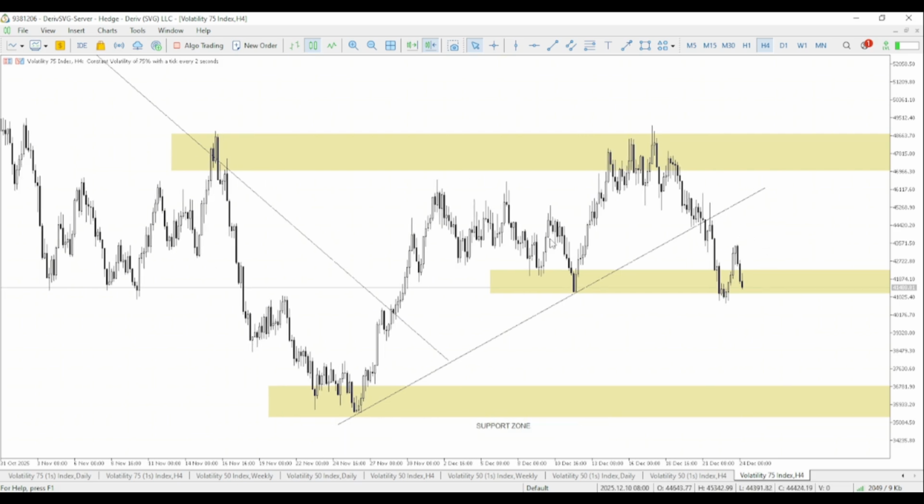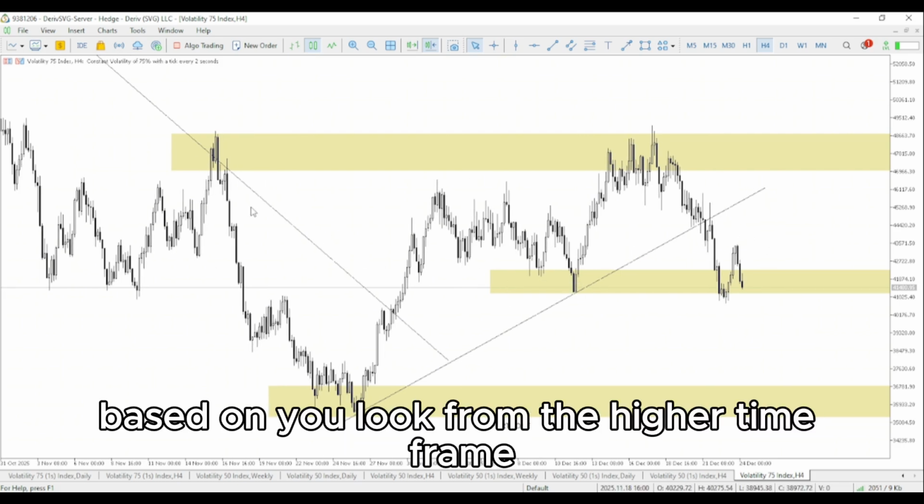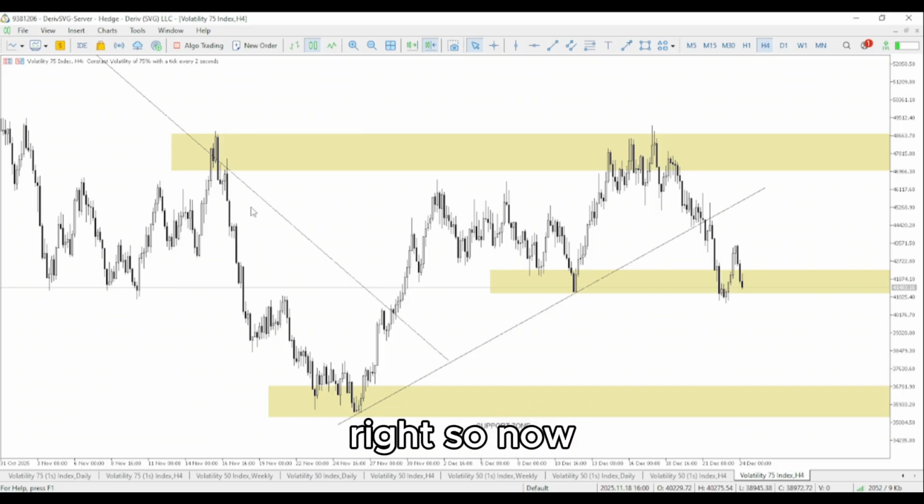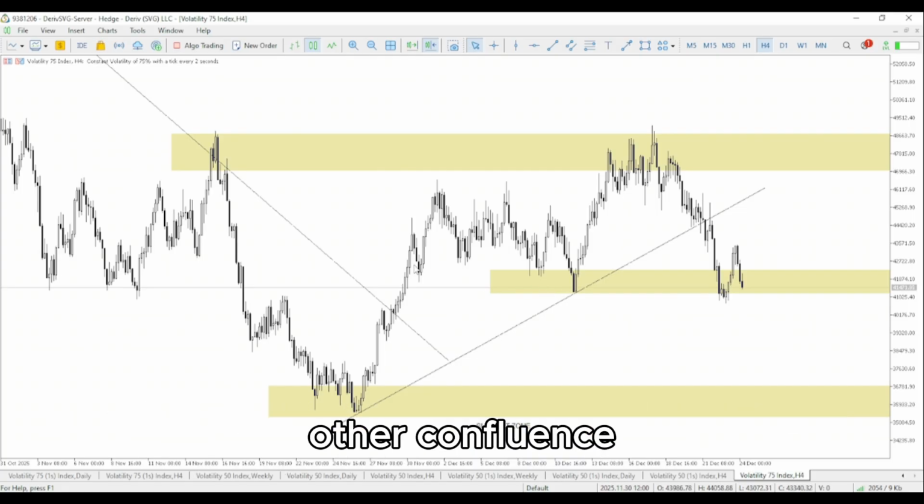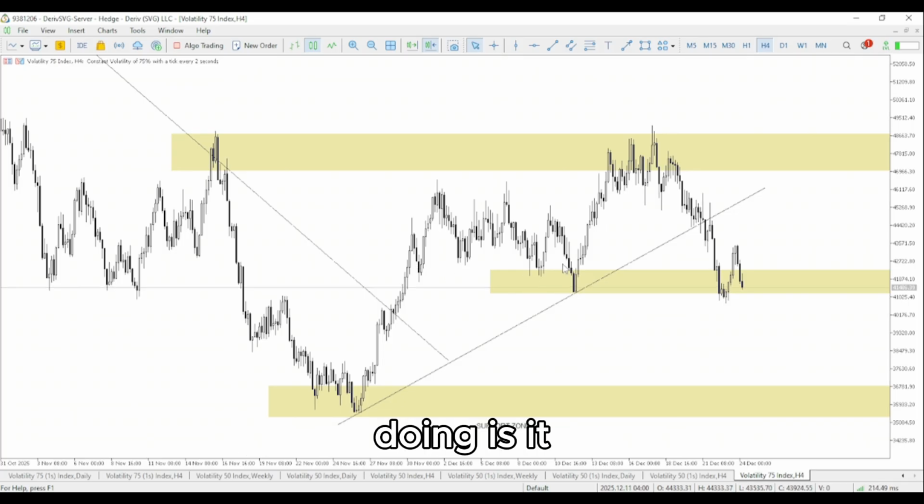So now, you know that this market is in a downtrend, because you look from the higher time frame, which is the weekly, you don't panic. You know you're going for sales, right? So now, in the H4 chart, this is what we want to check on. Now, we want to look for other confluences. The question you ask yourself is, what is the H4 chart doing? Is it trending up? Is it trending down? Or is it at a key level? Or is it ranging? Or is it choppy?